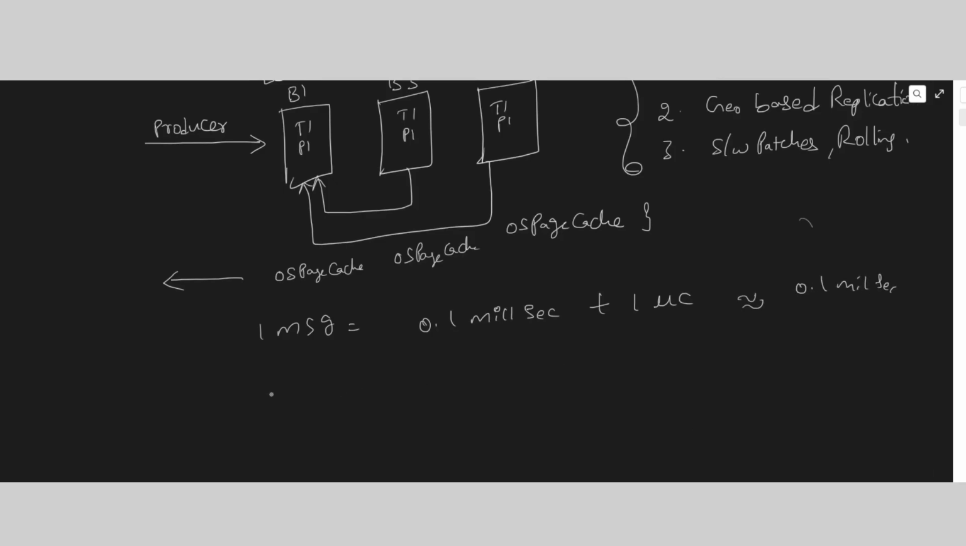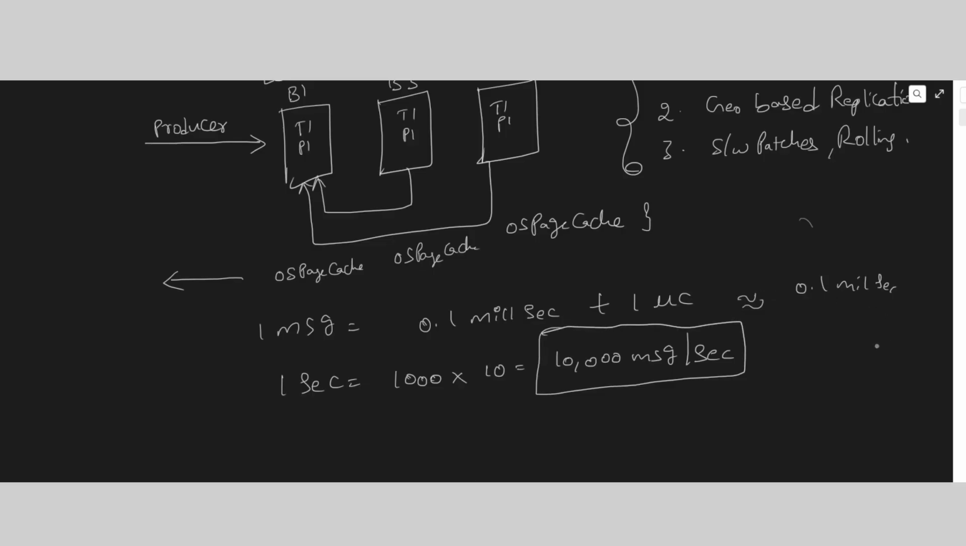So if one message can take 0.1 millisecond, in 1 second, how many can we process? 1000 milliseconds, right? 1 millisecond means 10 messages, so 10 times 1000, which is 10,000 messages per second. So do you think this is good enough? Still no, right? You want to process millions of messages per second. 10,000 is even low now. So what should we do?